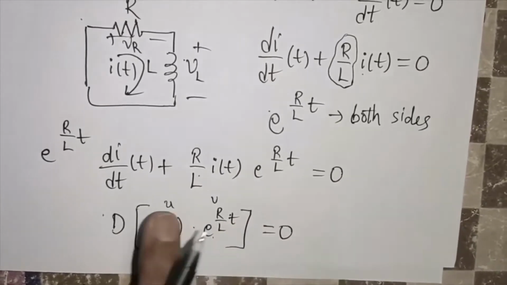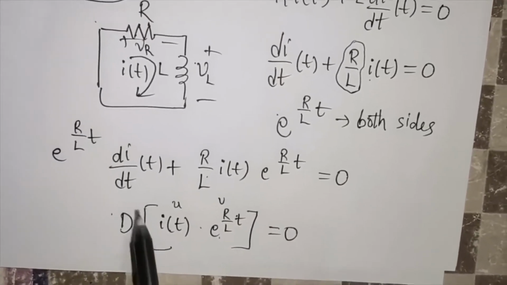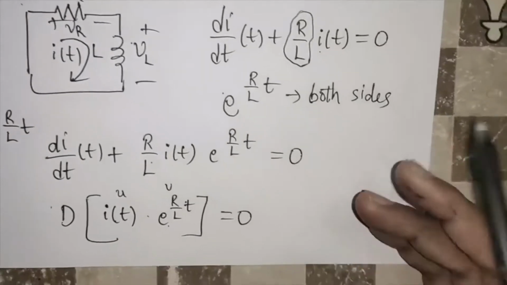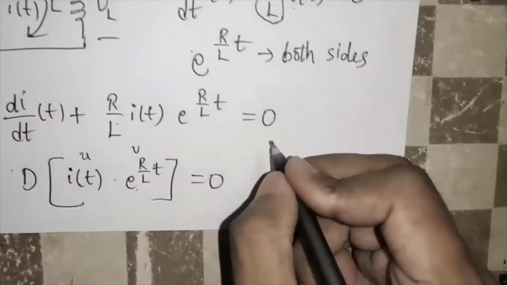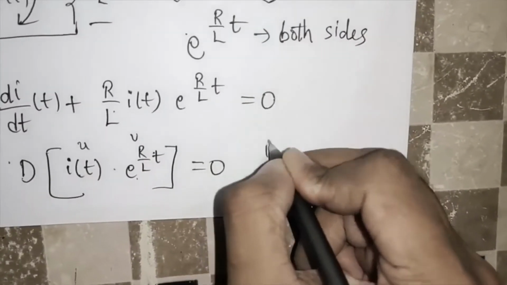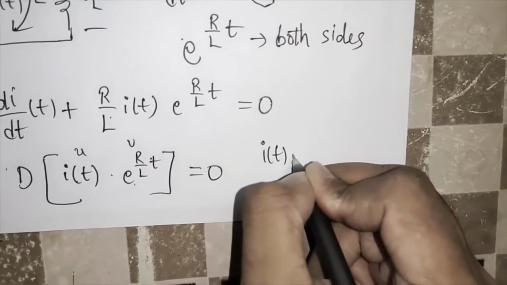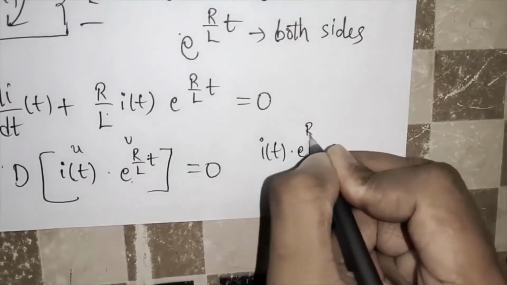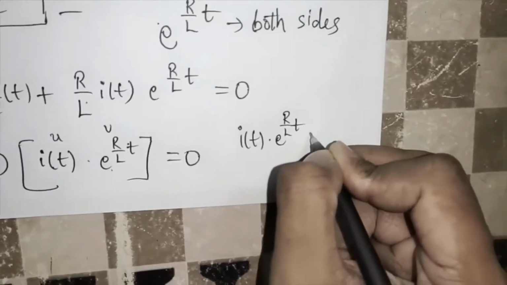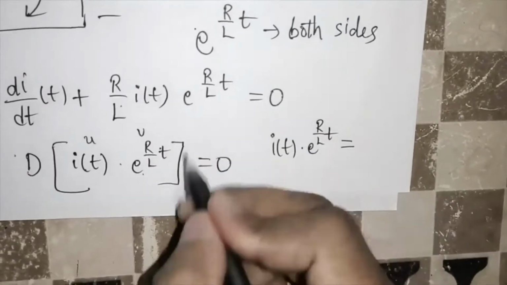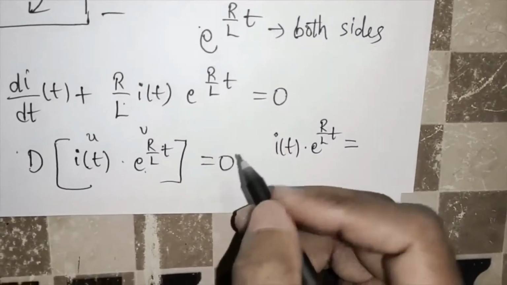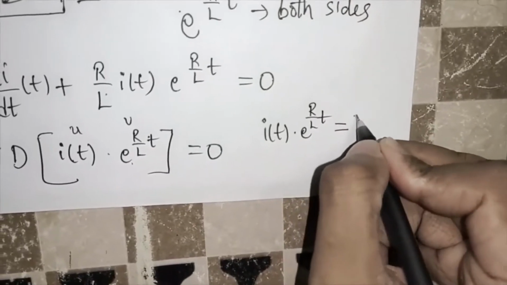If I integrate on both sides, this derivative term will get cancelled and I will remain with I of t into e power R by L into t is equal to, since on the right hand side you do not have any term, after integrating you will get a constant k.